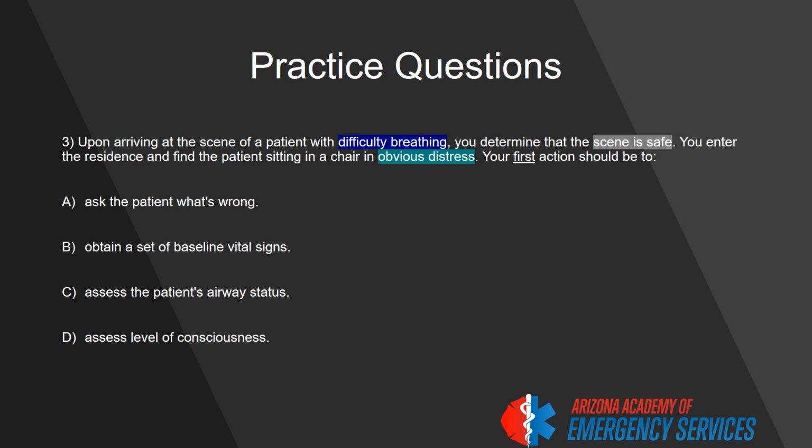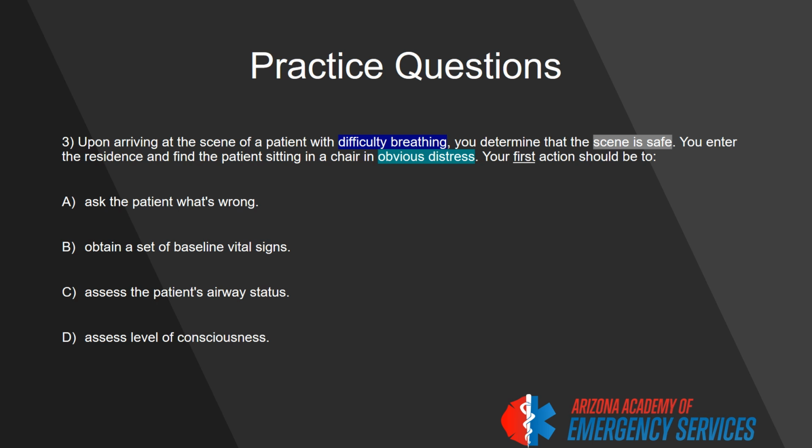you have to look for that jumping off point. Okay, where do I start? What's already been accomplished? So you read through the question again. Upon arriving at the scene to find a patient with difficulty breathing, you determine that the scene is safe. You enter the residence and find the patient sitting in the chair and is in obvious distress. What they've given you in this question is the general impression. Remember that the general impression is your first nonverbal, non-physical contact with your patient. It has nothing to do with talking to them. It has nothing to do with touching them or assessing them in any other way than basically what you can just hear, see, smell when you get on scene.